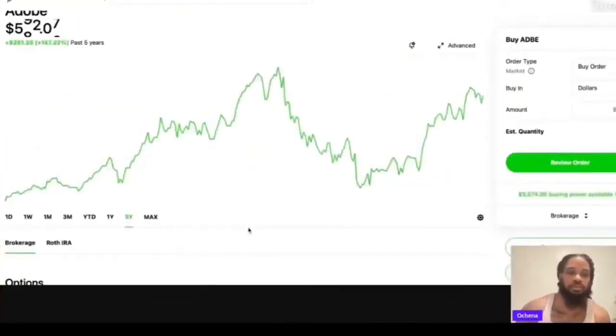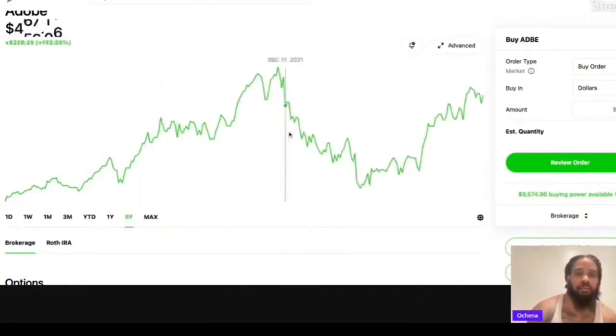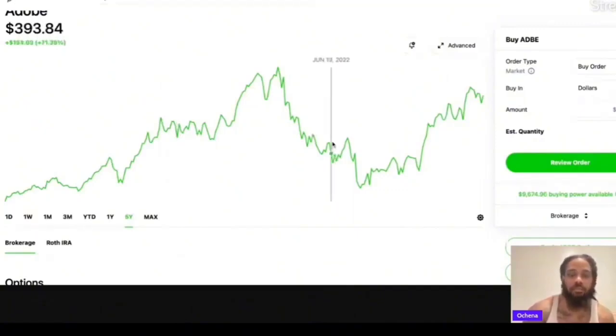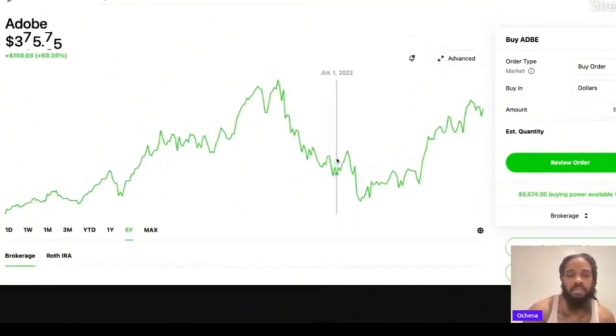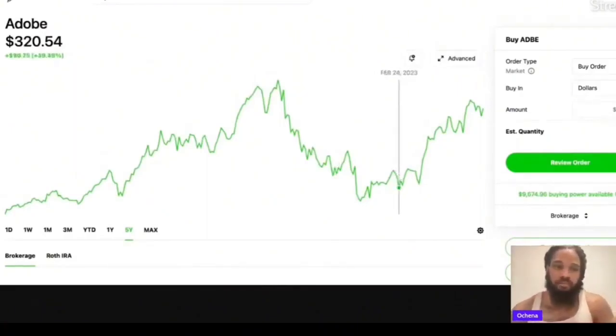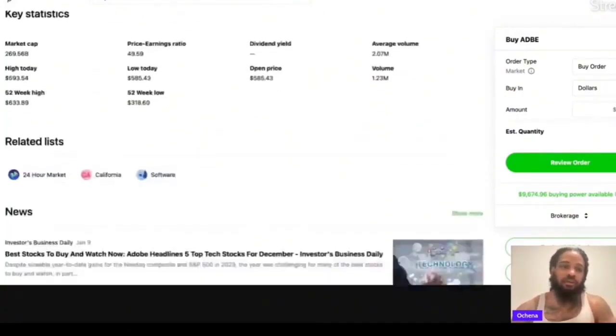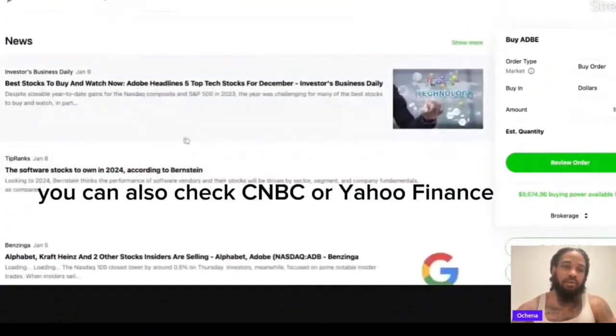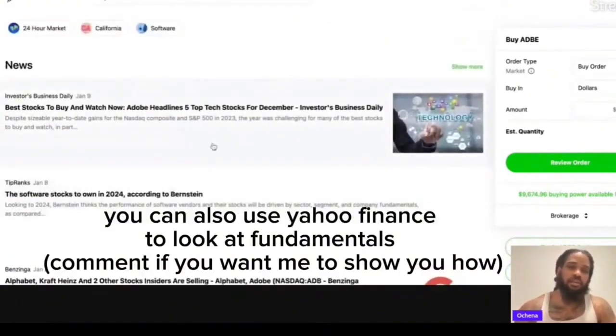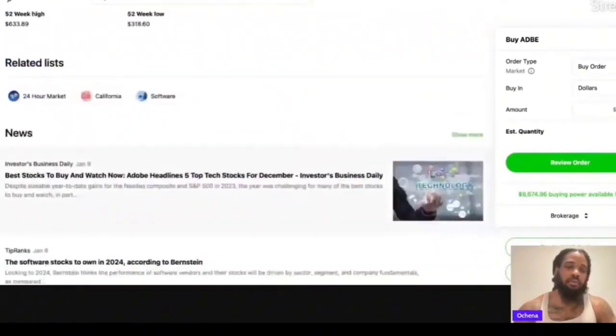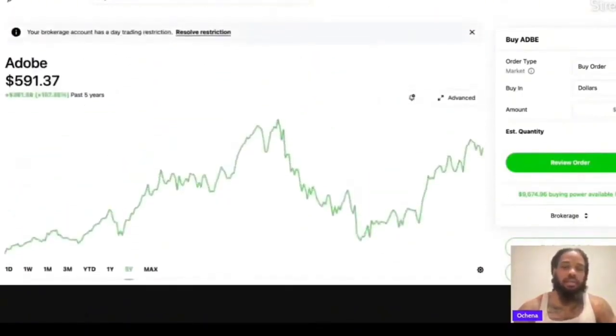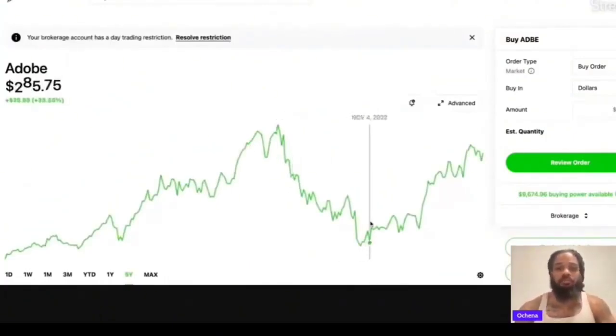What I did to determine where I wanted to get in, I went to this 5-year chart right here. And at the time when I was buying the Adobe option, I pretty much came to February. So Adobe was about 320.54. What I realized was there's something in the news. If you scroll down, you can see different news stuff that pops up right here underneath the stock. It was a little something controversial happening with Adobe, but it wasn't something based on their earnings and how profitable they are.